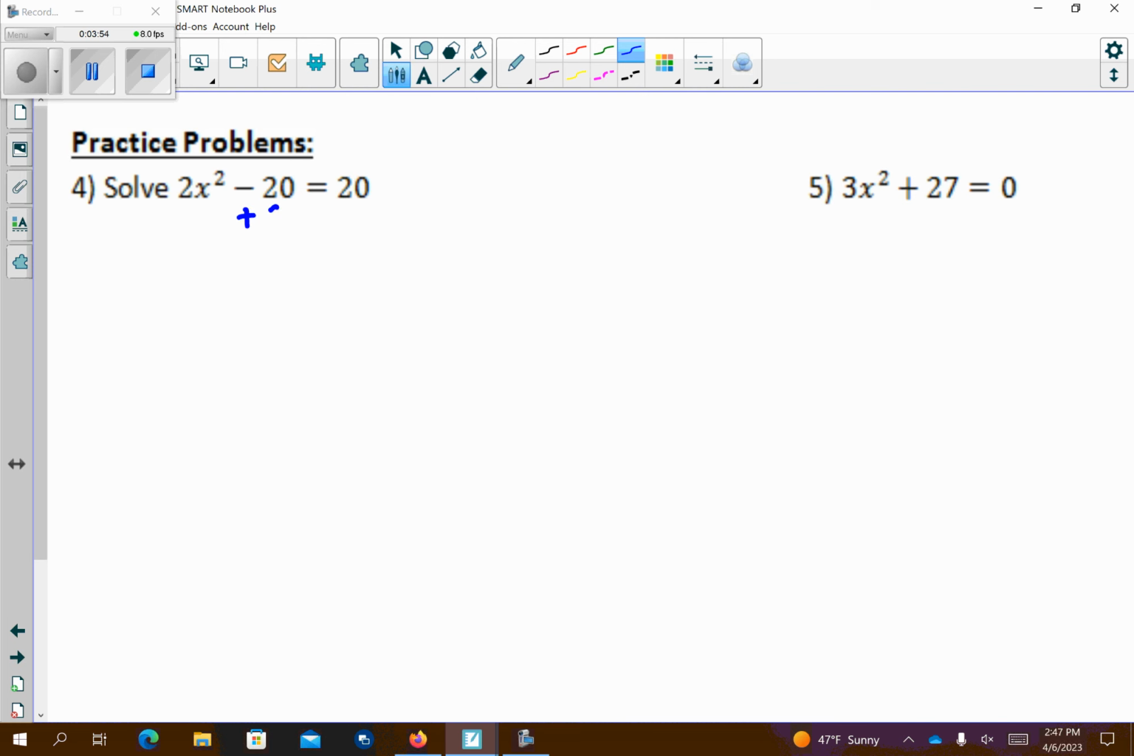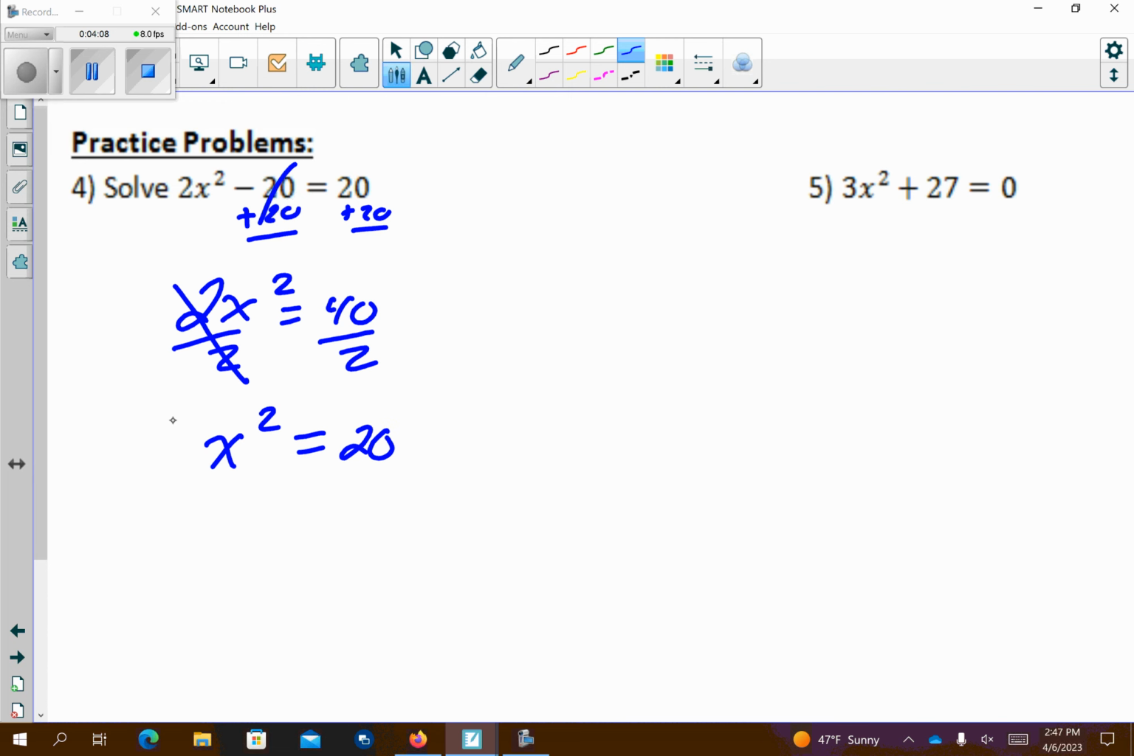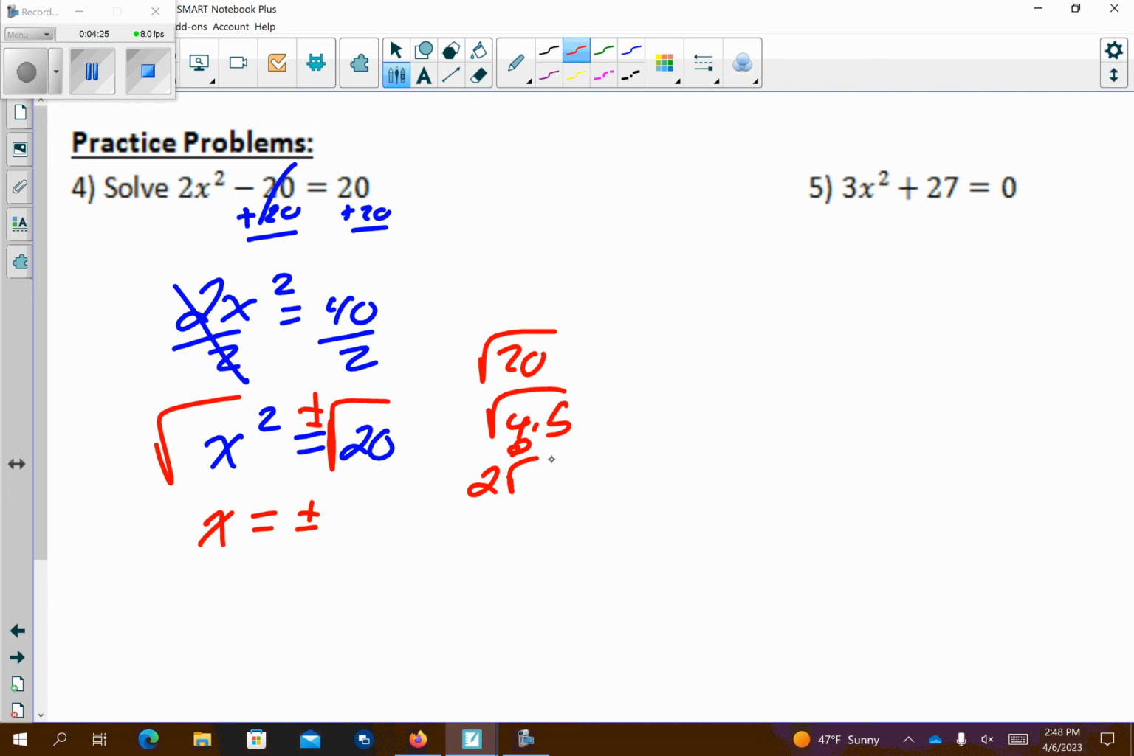We try this next one. I'm going to add 20 to both sides. Those cancel, so I get 2x squared is equal to 40. Divide each side by 2. Those cancel. 40 over 2 is 20. Take the square root of both sides. Don't forget to put the plus minus. So square root of x squared is x equals positive or negative root 20. Realize 20 breaks down to 4 times 5. I'm not using 2 and 10 because I wanted a perfect square. So square root of 4 is 2, so I get 2 square root 5. So my answer is positive or negative 2 square root 5, or positive 2 root 5 and negative 2 square root 5.